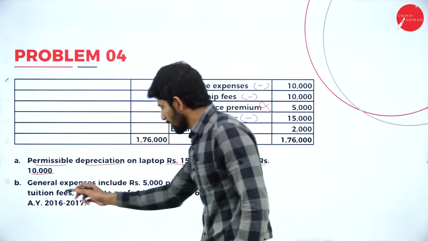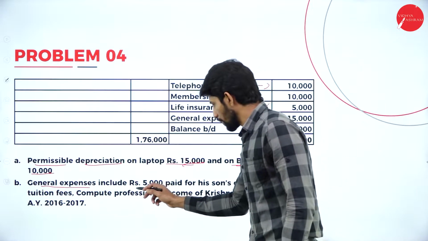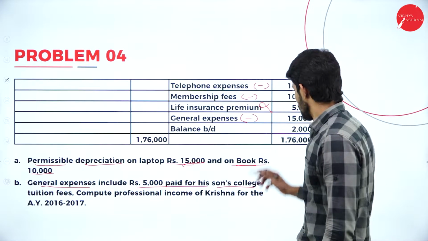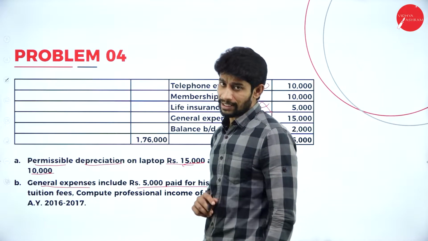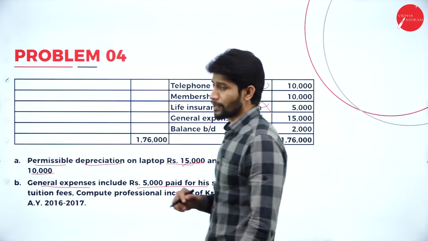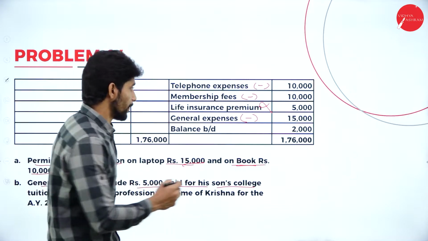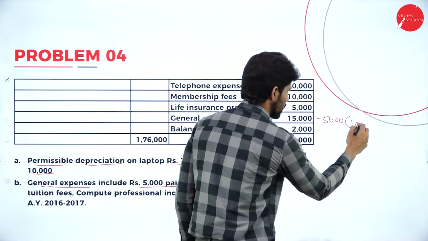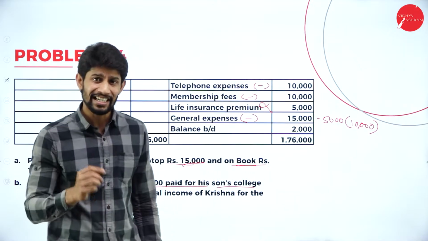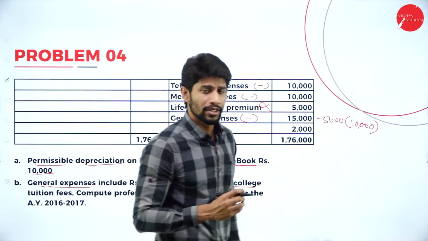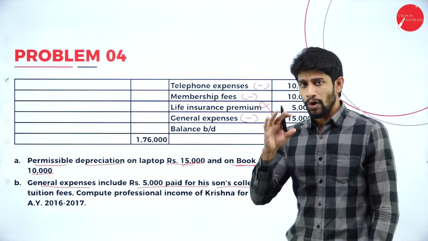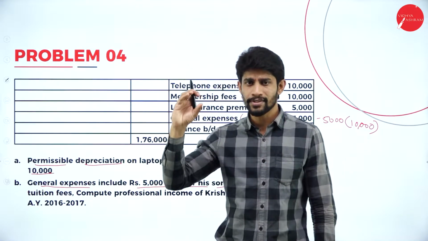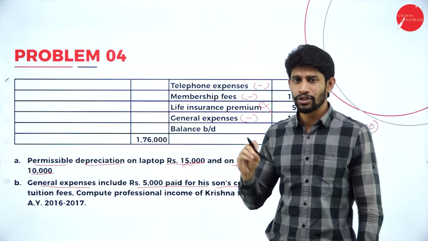Next, the second adjustment: general expenses include rupees 5,000 paid for his son's college tuition fees. Here general expenses is given as how much? 15,000. In 15,000, 5,000 rupees is paid for his son's college fees. So in this 15,000 minus 5,000, the remaining 10,000 is going to be the general expenses with respect to the profession. So with this we are supposed to solve the problem. What are we supposed to do? We are supposed to first add all the professional incomes less professional expenditures. That's it. No need to do anything else.